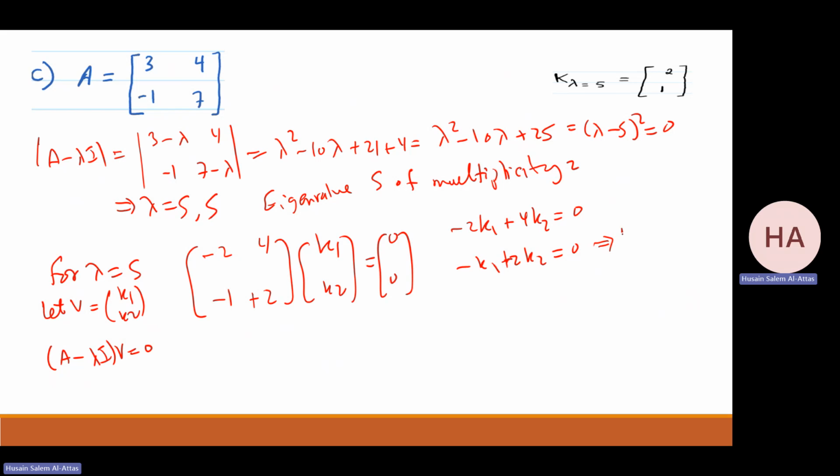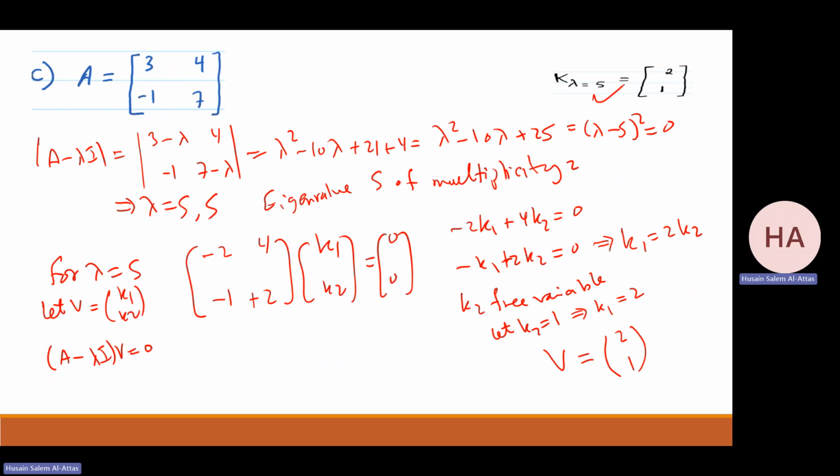Okay, so K1 will be 2K2. So K2 is a free variable. I let K2 be 1. What will be K1? It will be 2. So it is the eigenvector. I have only one eigenvector, which is 2, 1. And that will be my answer.